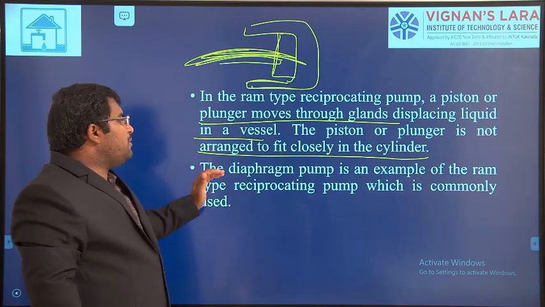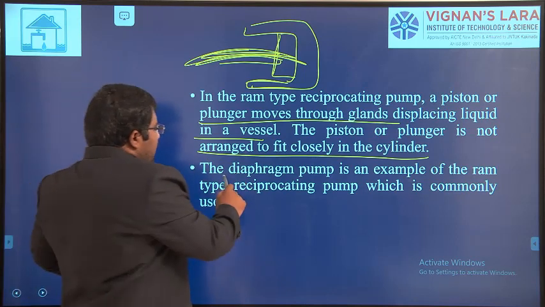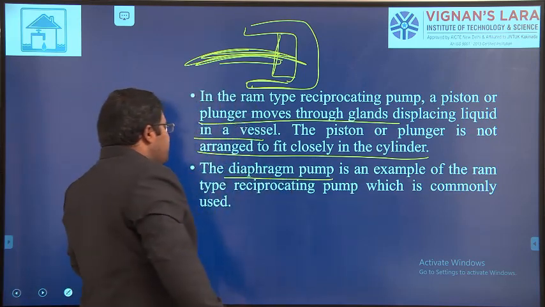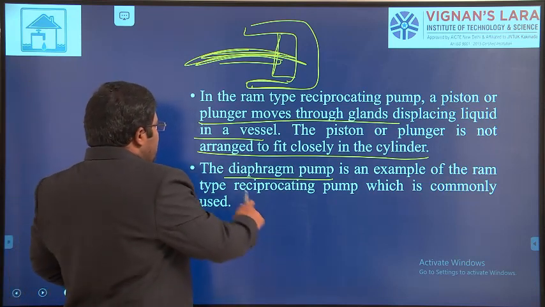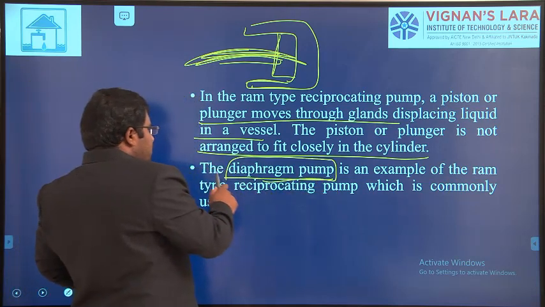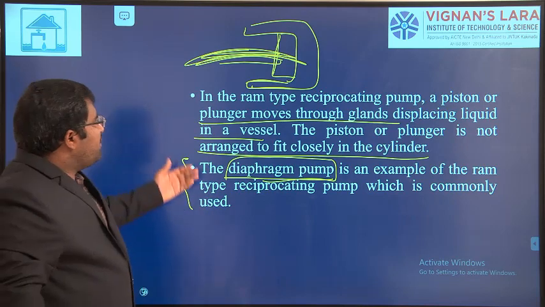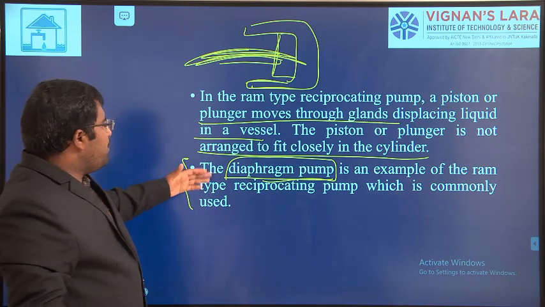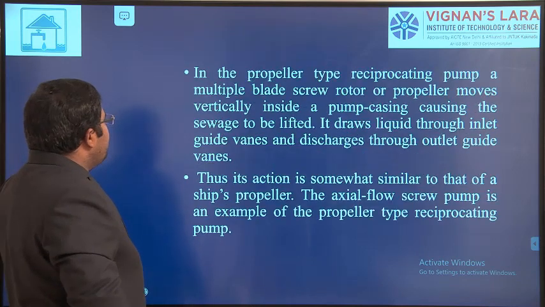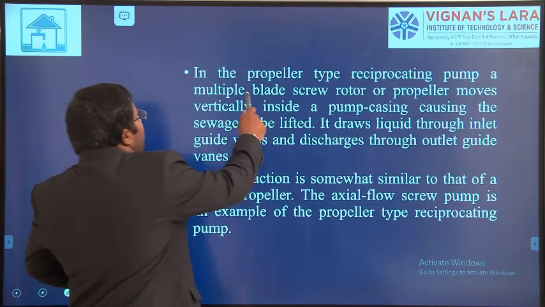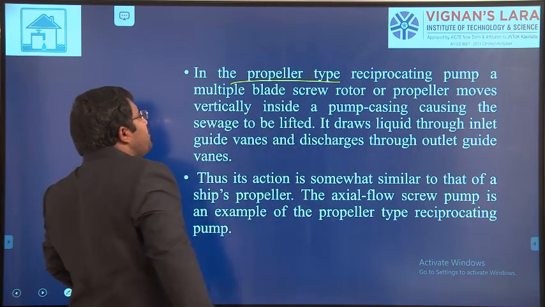The diaphragm pump is an example of a ram type reciprocating pump which is commonly used, okay. After this, we are going to discuss the diaphragm pump, how it works, right. Now the next type is propeller. The first one is ram, another one is the propeller type.